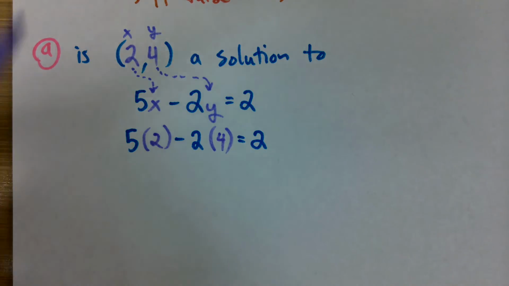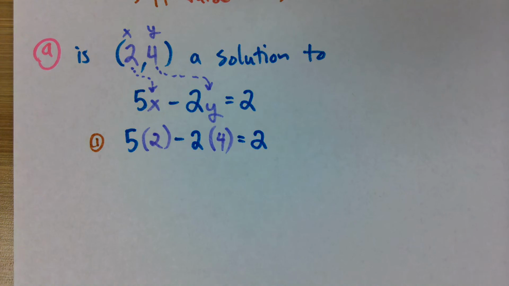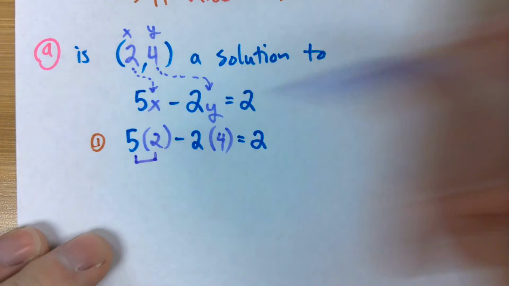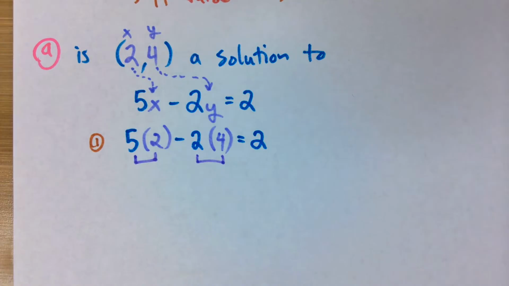Now we're going to solve using PEMDAS. Hold on, that was step 1. Now step 2, we're going to solve using PEMDAS. So what is the first thing we need to do if we're going to use PEMDAS, Azalea? Yeah, we're going to do 5 times 2, and we're going to do 2 times 4.